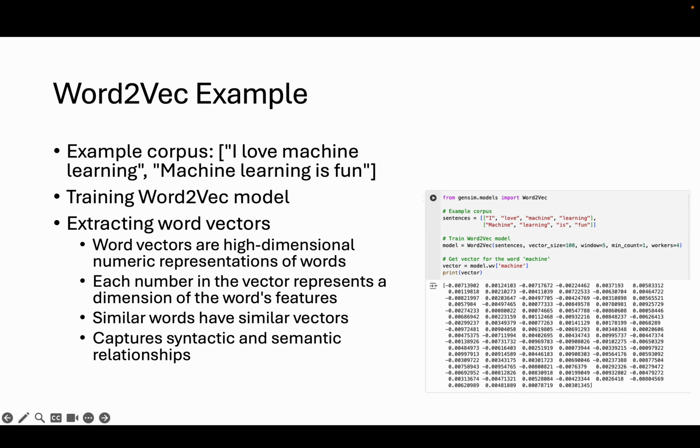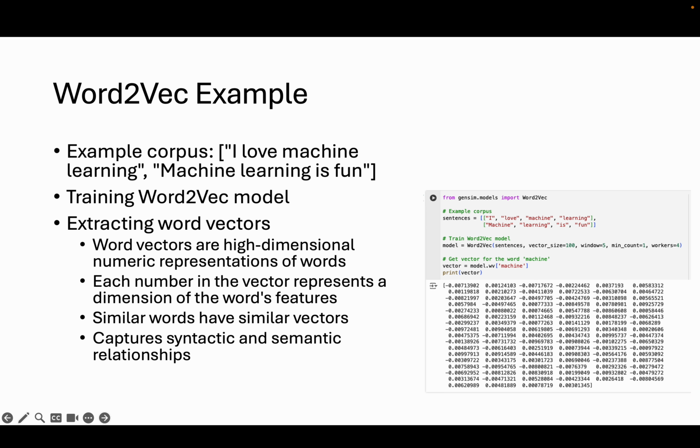Let's see an example. We'll use a small corpus consisting of two sentences: I love machine learning, and machine learning is fun. We train a word2vec model using this corpus, and the code snippet shows how to train the model and extract the vector for the word machine. And notice how simple it is to get started with word2vec using the Gensim library.